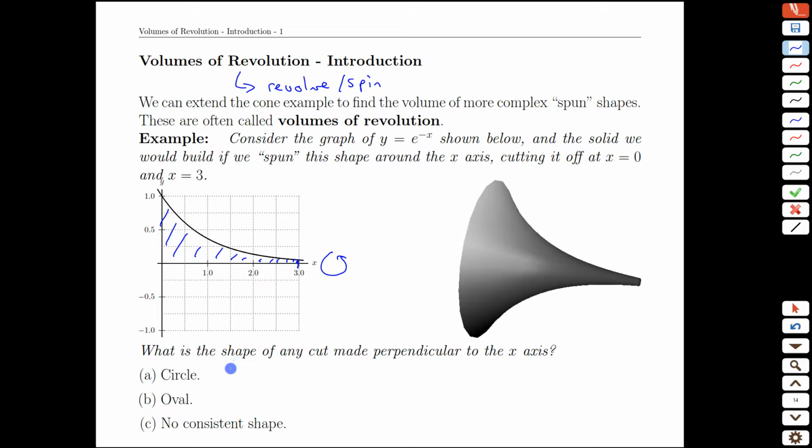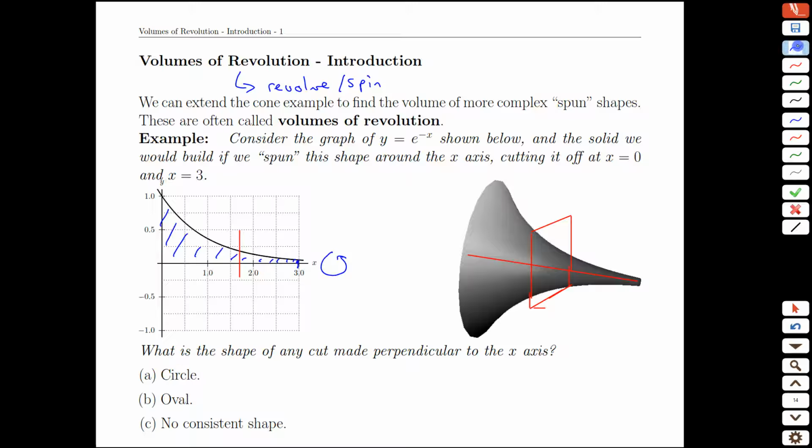To get started on that process, we have to ask ourselves, what is the shape of any cut that we make? And let's choose perpendicular here to the axis of rotation. So imagine cutting this way, or in this scenario here, here's the axis. What if we cut in a plane like this? What shape would we see? Think about that for a moment, and then we'll check in.